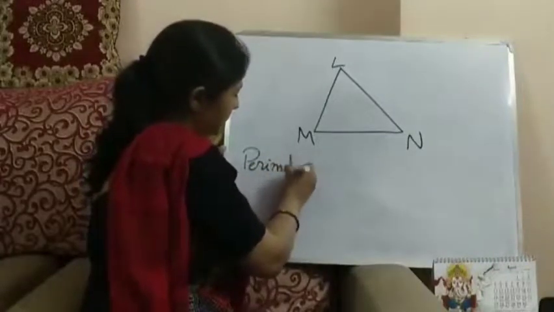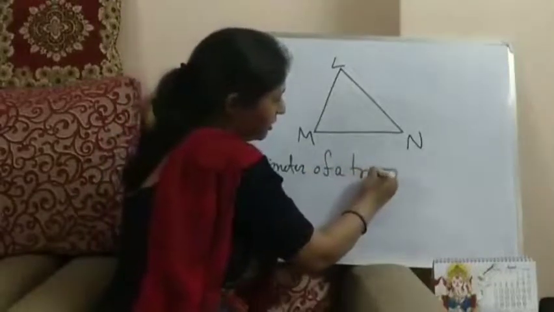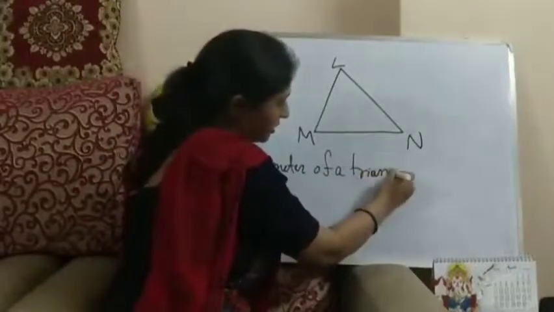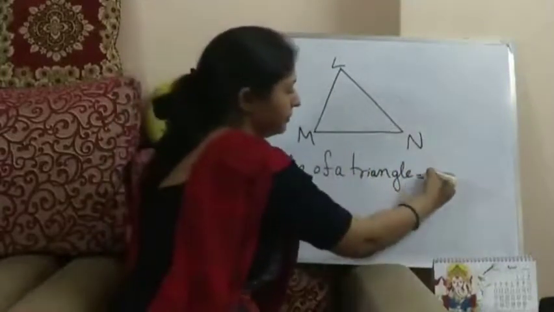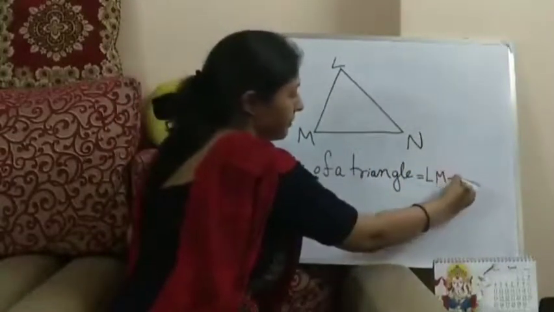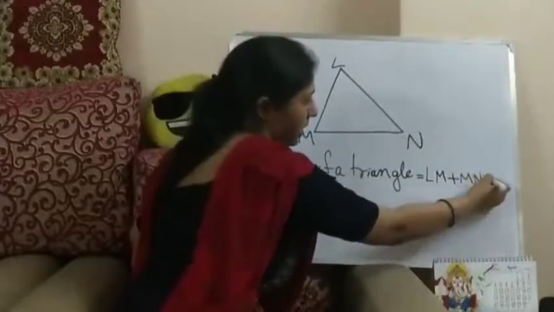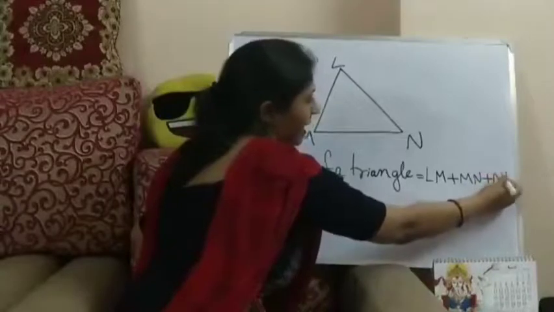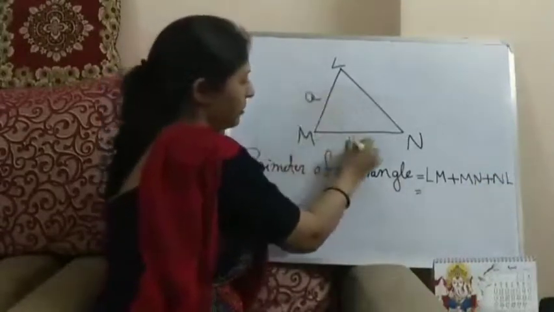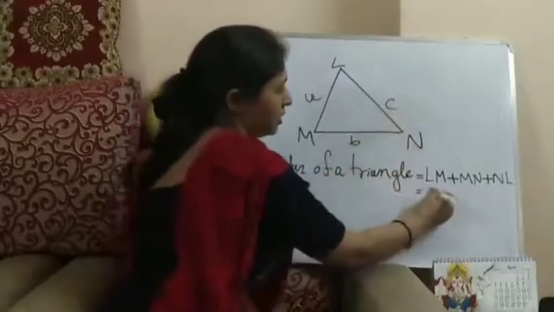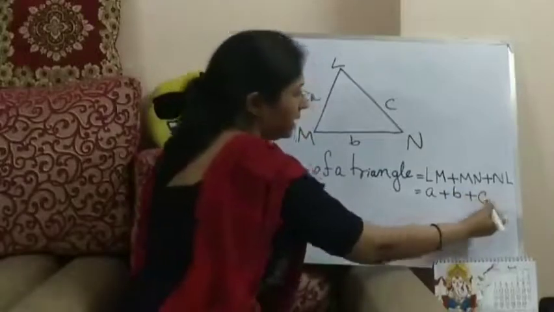So the perimeter of a triangle is equal to LM plus MN plus NL. So I think these sides are A, B and C. So we can write A plus B plus C.